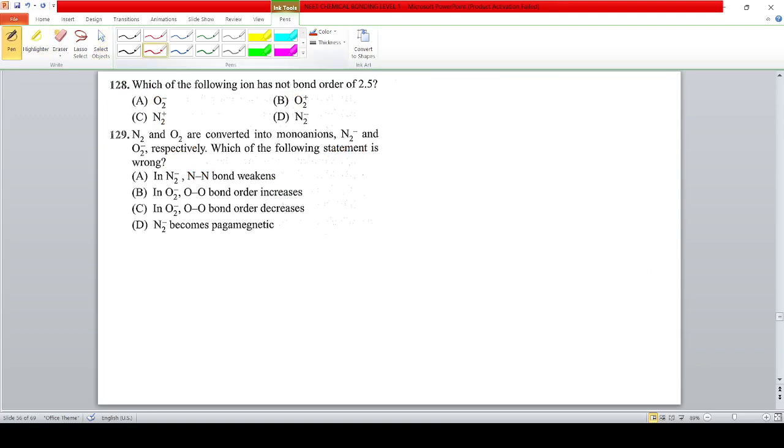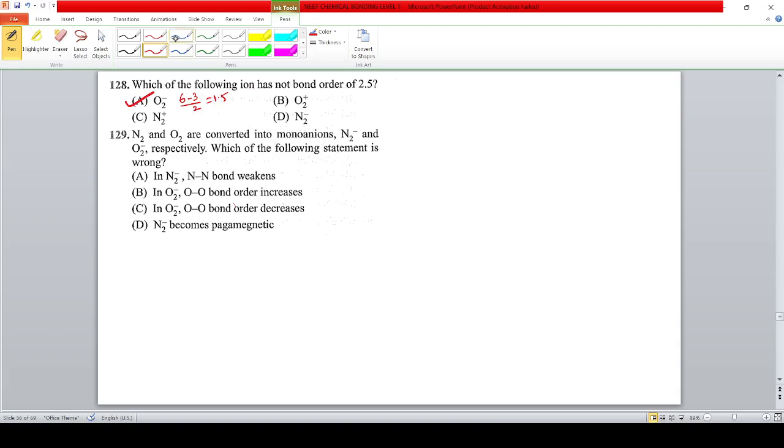128. Which of the following ions has not 2.5? No, there is no 2.5. This is 6 minus 3 by 2, 1.5. So this is the answer.